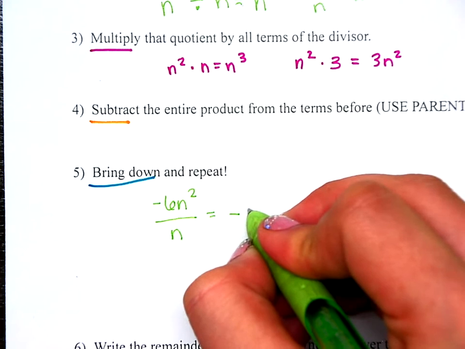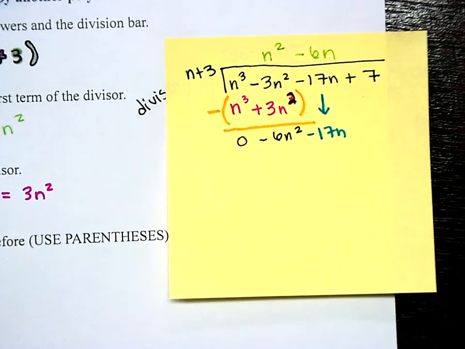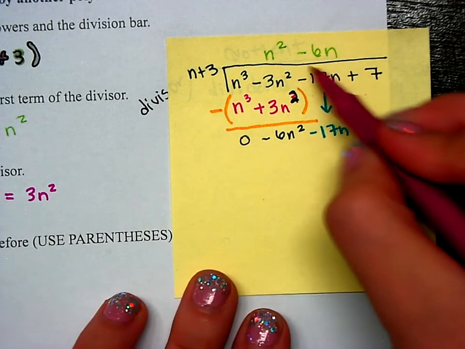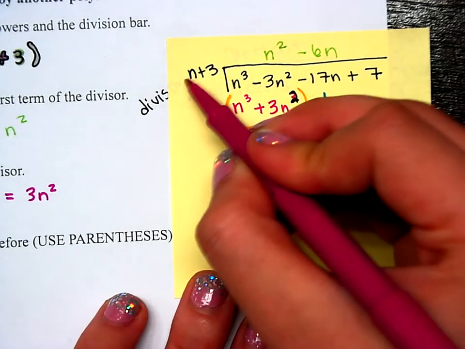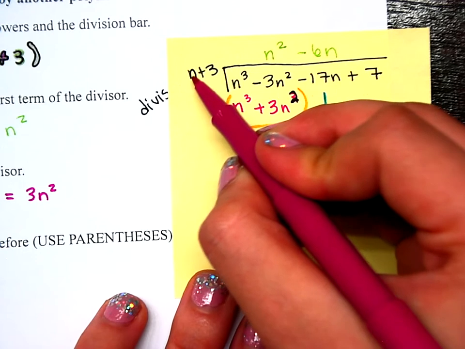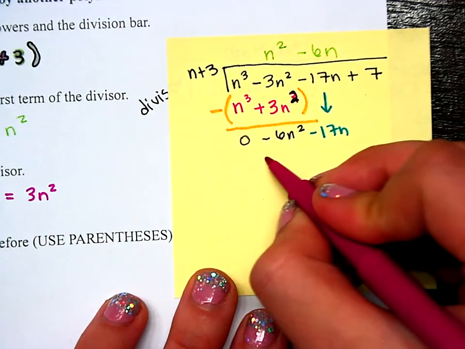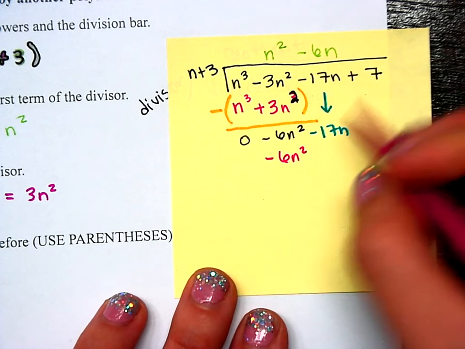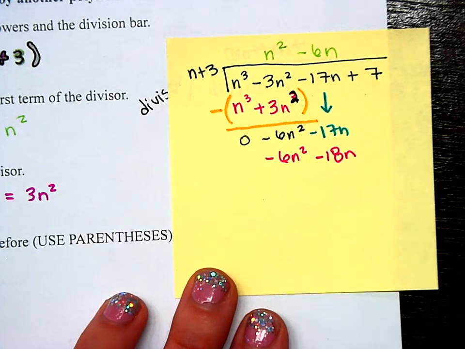That gives me negative 6n. Okay, so I wrote my quotient up top. The next step is to multiply. So I'm going to take this term and multiply by both of these. When I multiply by n, I get negative 6n squared. And when I multiply it by 3, I get negative 18n.